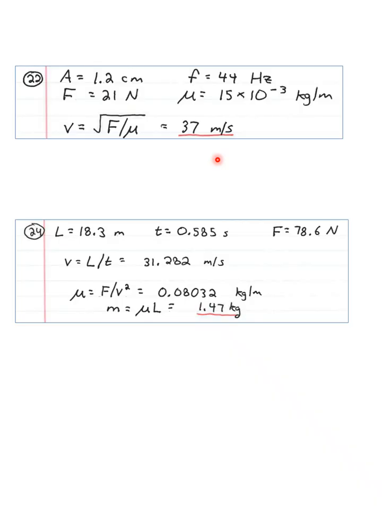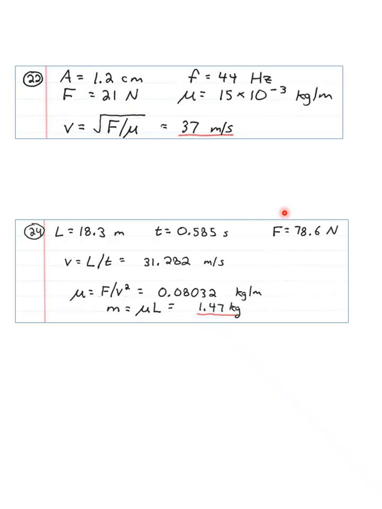Number 24, a rope is stretched between supports 18.3 meters apart. Its tension is 78.6 newtons. If one end of the rope is tweaked, the resulting disturbance reaches the other end 585 milliseconds later. Find the rope's mass. All right, so we're given the length, we're given the time for the wave to travel that length, and we're given the tension force.